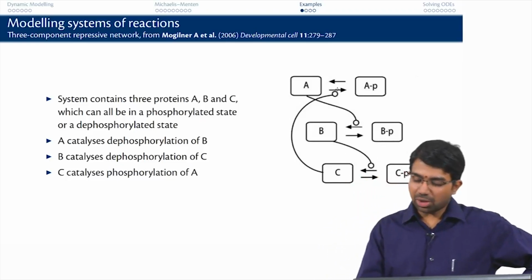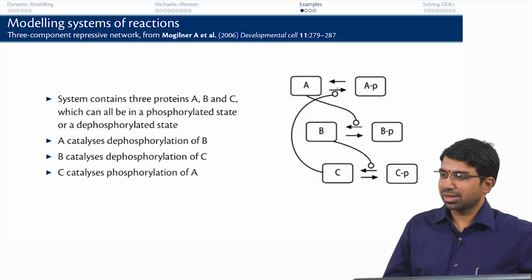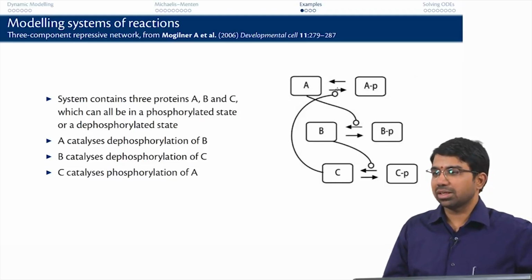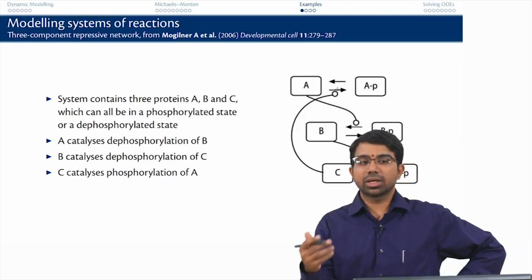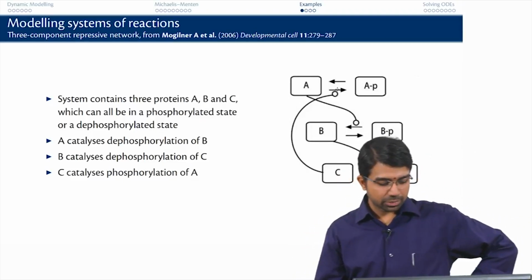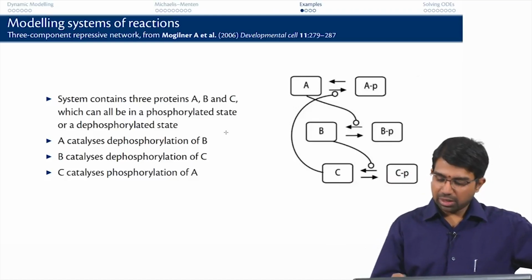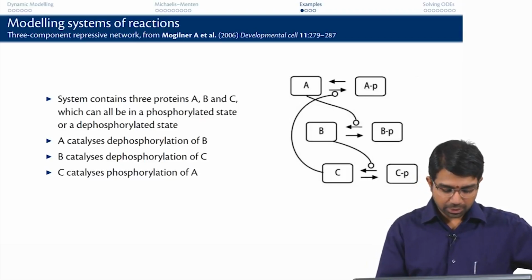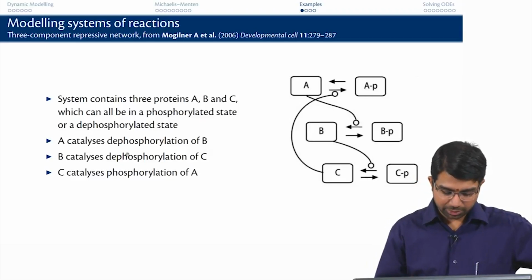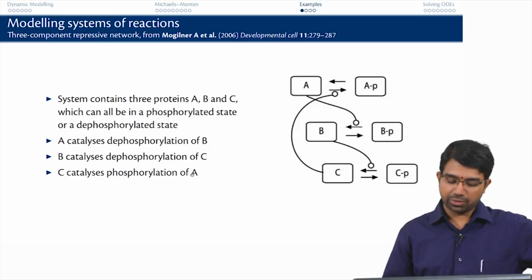So, all these are actually catalysis reactions, right. So, it does not inhibit. Repressilator involves A inhibiting B, B inhibiting C, C inhibiting A. We will study that when we look at Boolean models. But here basically you have a 3 phosphatase kind of system, phosphorylase system. So, A catalyzes dephosphorylation of B, B catalyzes dephosphorylation of C, and C catalyzes phosphorylation of A.